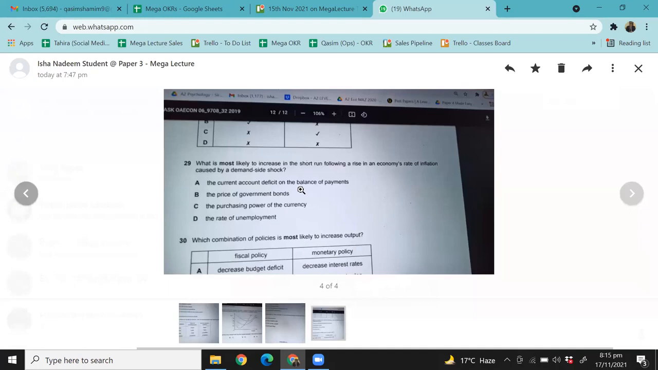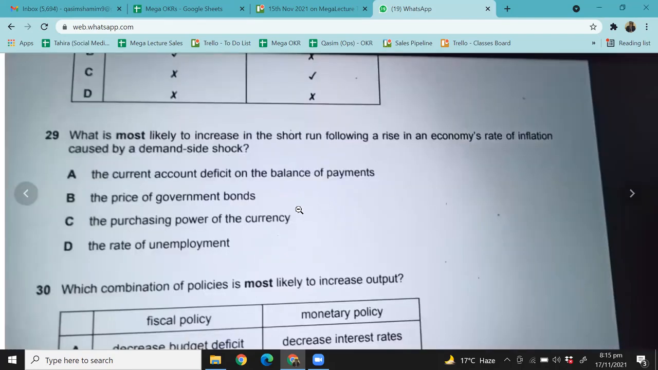Isha. A. Makes sense. Sorry, my bad. The current account deficit on the balance of payments.